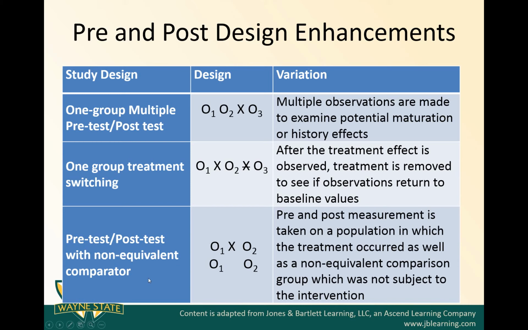And then lastly, another enhancement can be a pre-test, post-test with a non-equivalent comparator. So the pre and post measurement is taken on a population in which the treatment occurred, as well as a non-equivalent comparison group which was not subject to the intervention. So the observations are taken at the same time point in both groups, but only one group receives the intervention. The other group doesn't receive the intervention, is waitlisted or something. And then the second observation in both groups is taken around the same time.